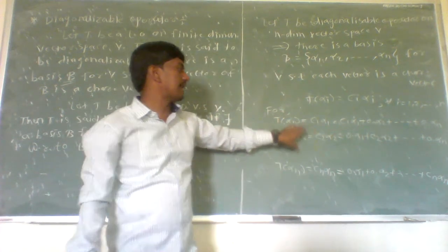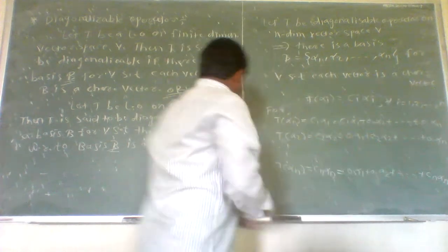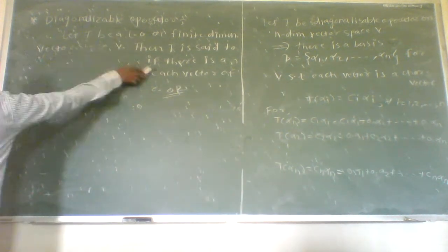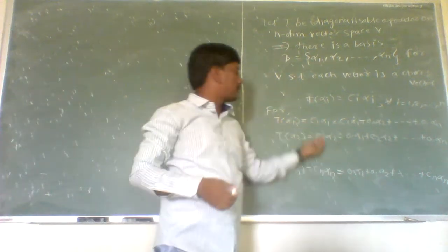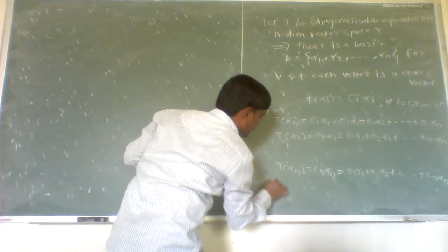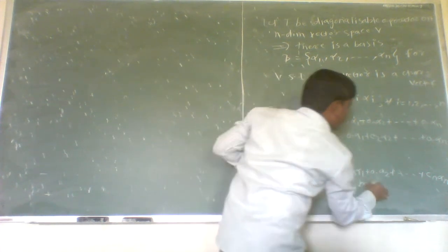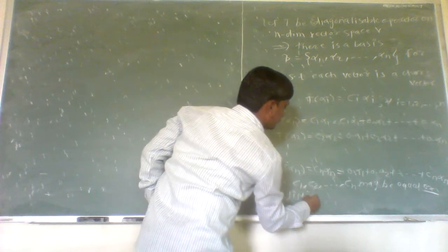Now we have to find the matrix of this linear operator T with respect to the ordered basis alpha 1 to alpha n. Its matrix is given by this, where these C1, C2, up to Cn may be equal or distinct.